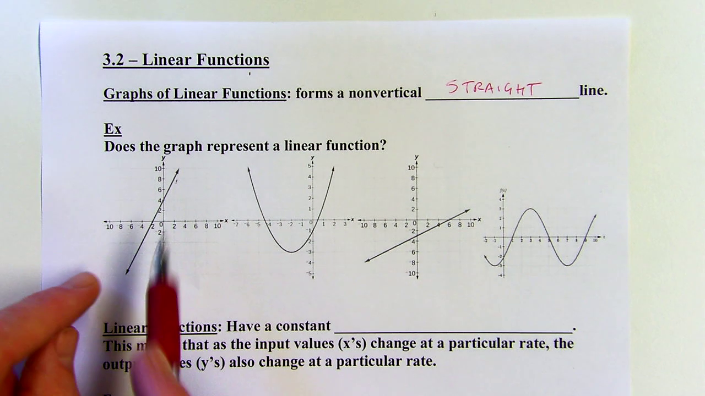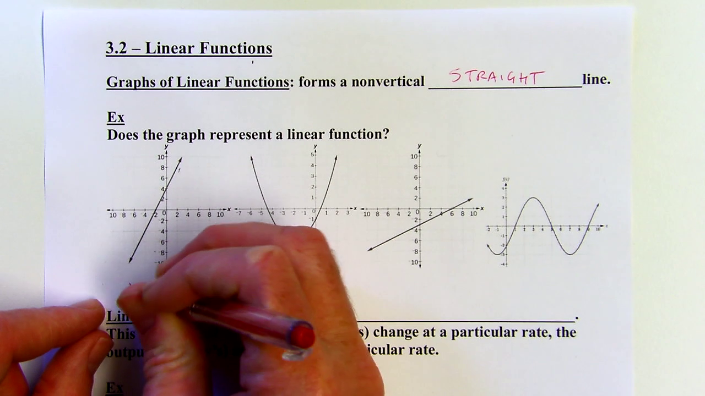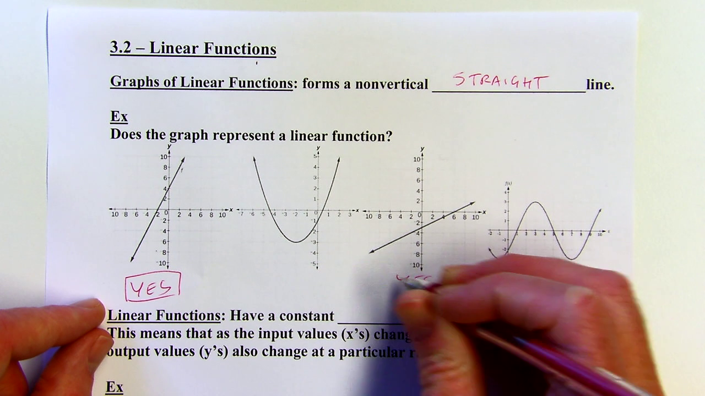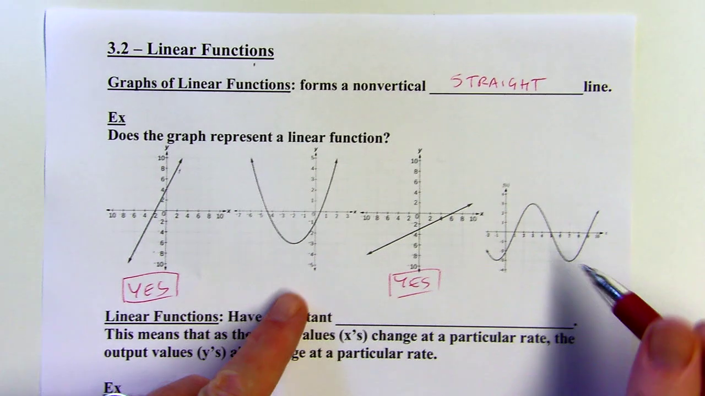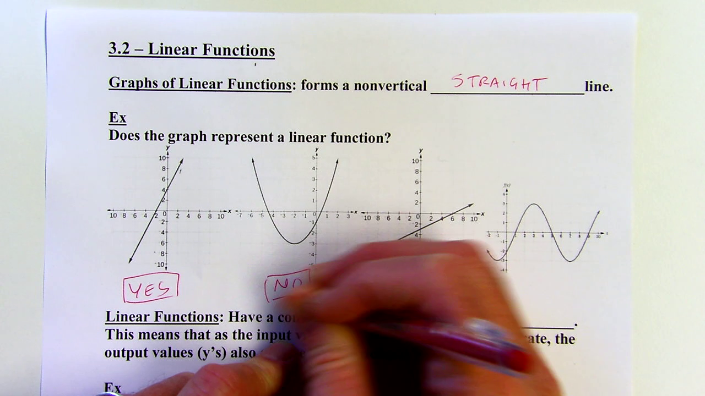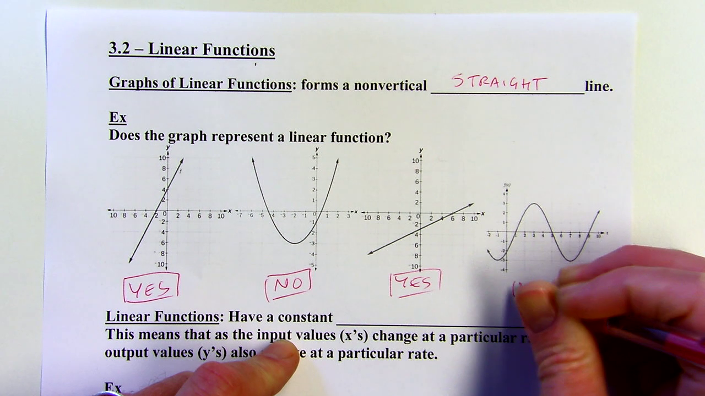But looking at these, hey, this appears to be a straight line, so I'd say yes, this represents a linear function. Same with this one, that's also a straight line. The other two have curves, so this is a parabola, it's not a straight line. That will be a no, and this will also be a no because of the curves.